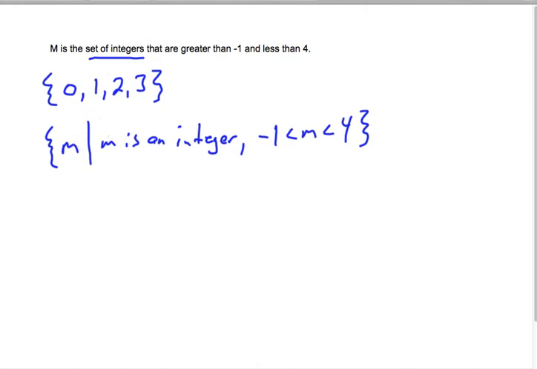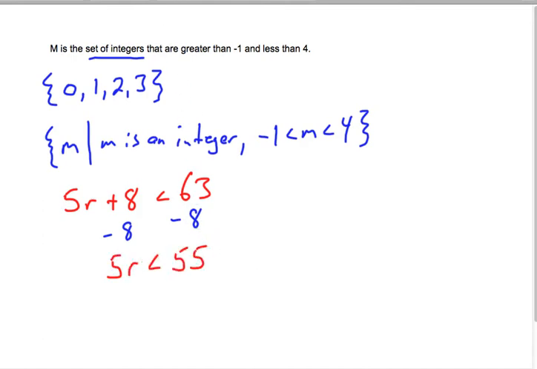So let's say we wanted to write an inequality, which is what we've been doing. And my inequality is 5r plus 8 is less than 63. And I want to describe the solution to r in set builder notation. So first of all, just like we have been doing this chapter, we're going to solve this inequality. And so we have 5r is less than 55. And then we're going to divide both sides by 5. And we end up with r is less than 11.